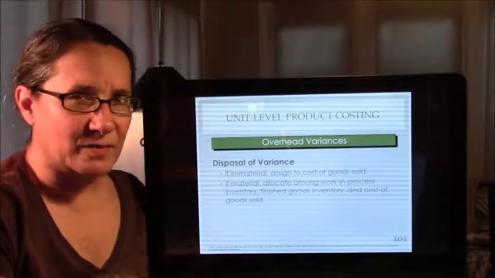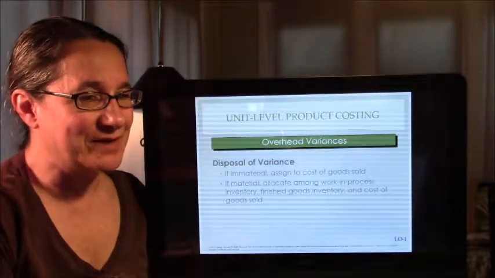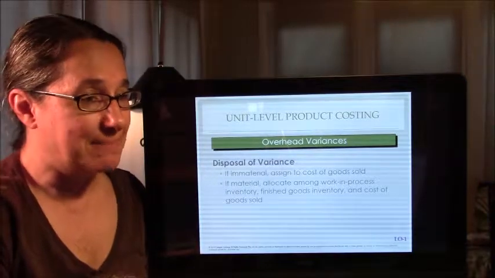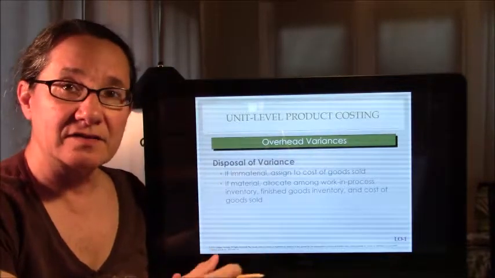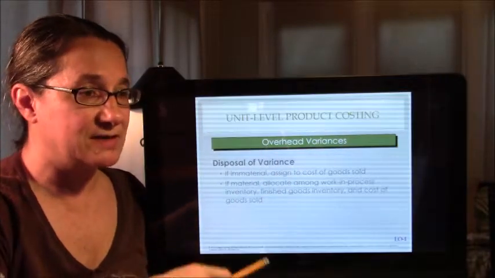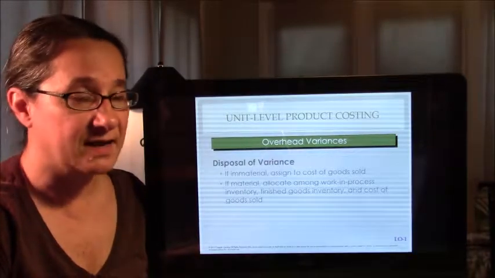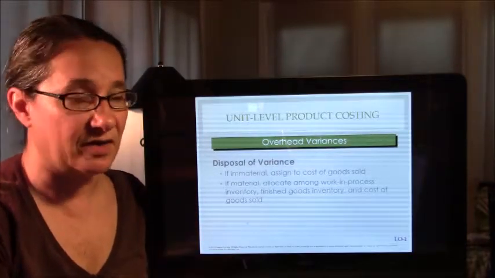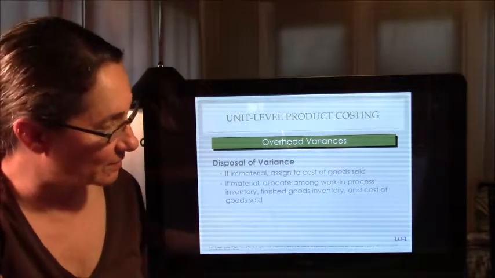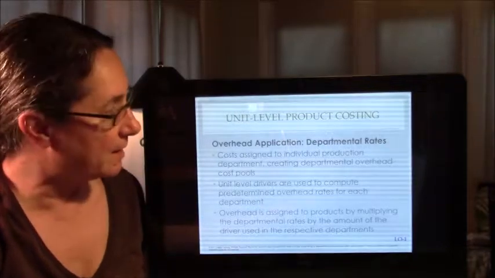If that variance was really big, let's say we're bad estimators, and that variance was what we would call material to our other inventories, well, then we'd allocate it, right? We would add it, some to work in process, some to finished goods, and some to cost of goods sold, right? Instead of just adding that variance all to cost of goods sold. All right, so we'll talk a little bit more about that as we go along in other chapters, you can bet.